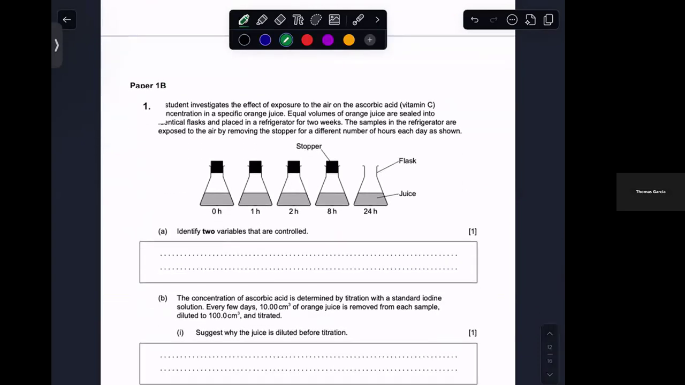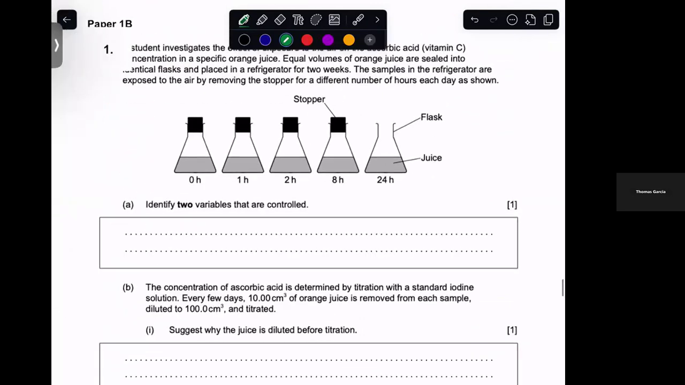Paper 2, we got a little cut off there, but a student investigates the effect of exposure to air on the ascorbic acid, vitamin C, concentration in a specific orange juice. Equal volumes of the orange juice are sealed in identical flasks and placed in the refrigerator for 2 weeks. Samples in the refrigerator are exposed to air by removing the stopper for a different number of hours each day as shown.